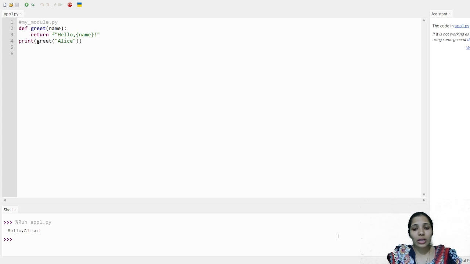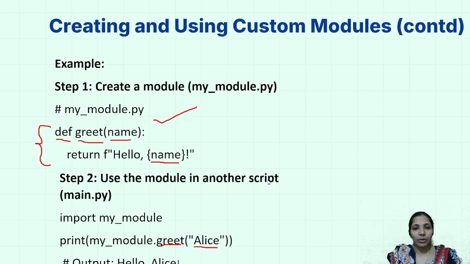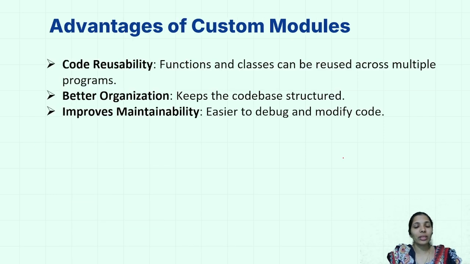So this is how we can create custom modules by just knowing the steps. The first step includes creating the module. The second step includes using the module. First is to create the module, and the next is to use the module we have created in another script. By just following these steps, we can create our own custom modules.